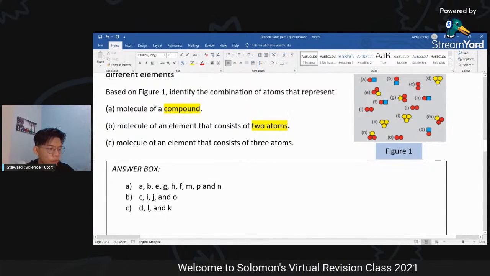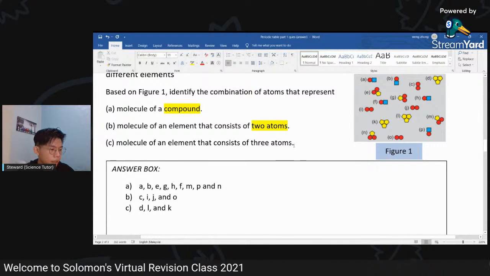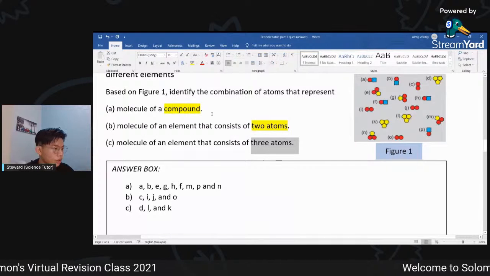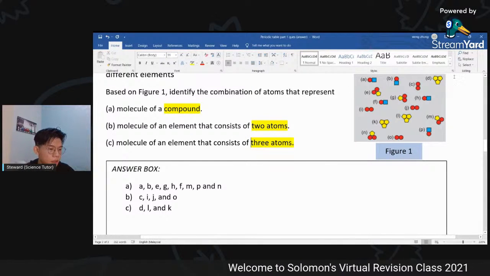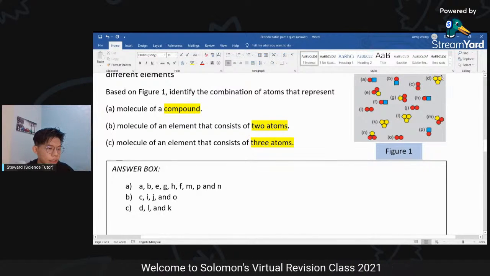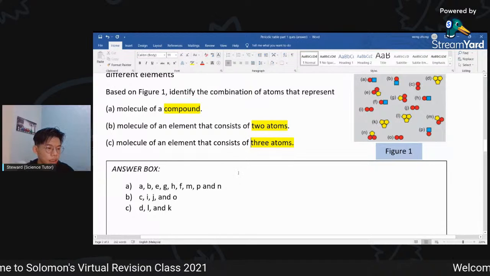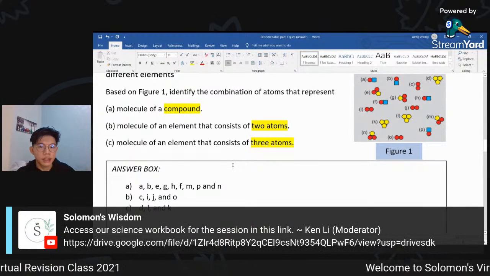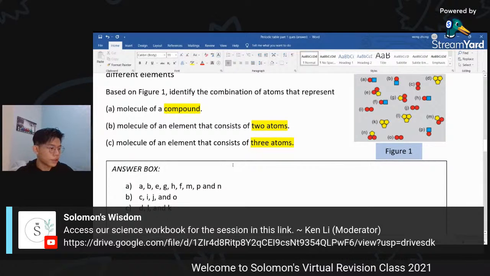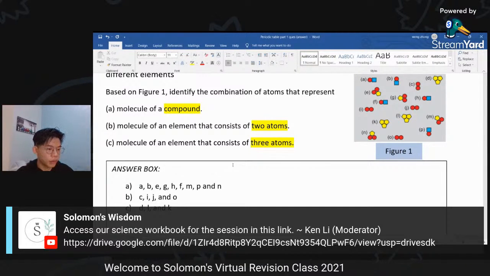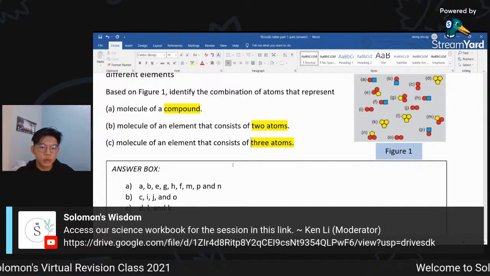Okay, next we got molecule of an element that consists of 3 atoms. 3 atoms sekarang. Okay, 3 atoms maksudnya kita ada ni lah, pentagon. D, L, and K. Okay, so 3 jawapan ni. Okay, so you guys can have a screenshot, and then we'll proceed. Okay, 3, 2, 1.